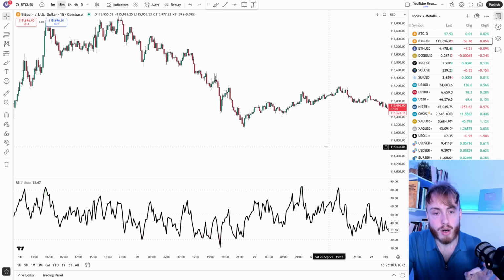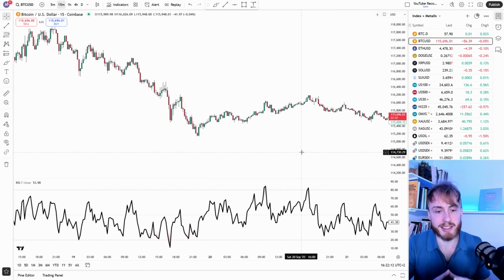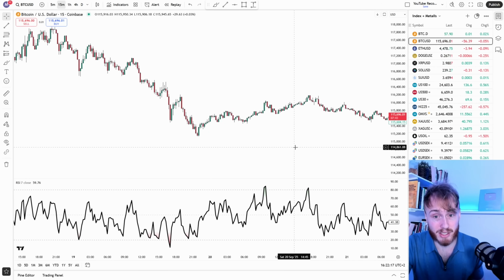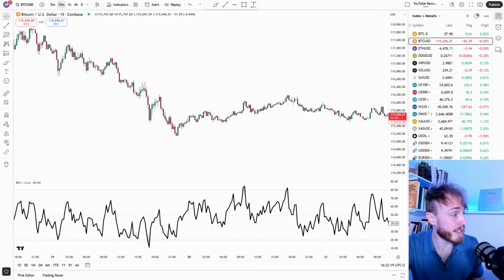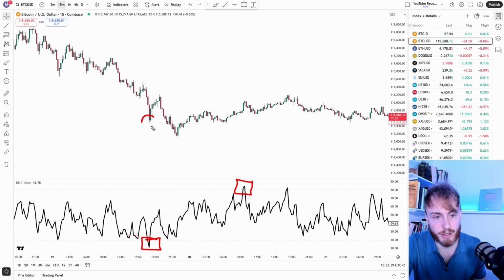So here, one thing, as I said, that I like to look out for are divergences, especially when we see the RSI either dipping below 20 or above 80. So for example, right here we have a super clear divergence. You see the price prints one low and then a lower low. You can see the RSI prints one low and then a higher low, and we even had the very bearish momentum here below 20, right?